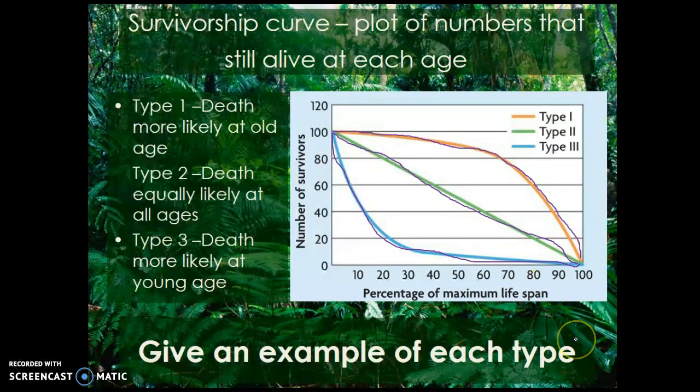So thinking about our R and K selective species from the previous slide, I want you to pause the video, and I want you to think about a species that probably fits type 1, one that fits type 2, and one that fits type 3.